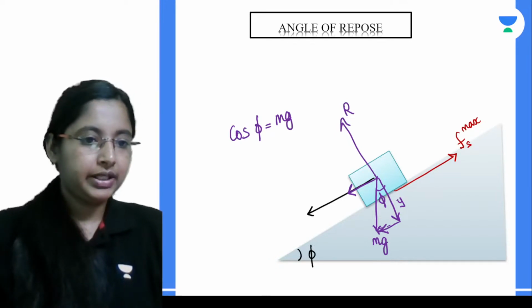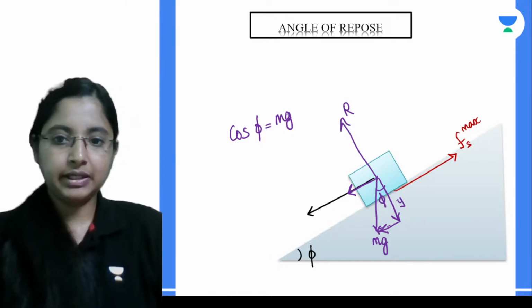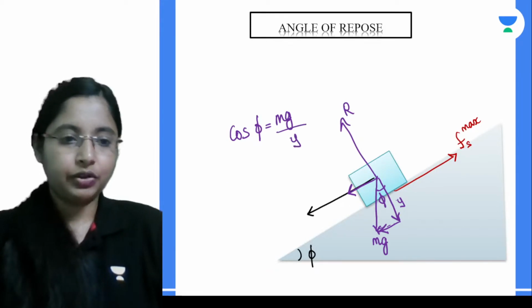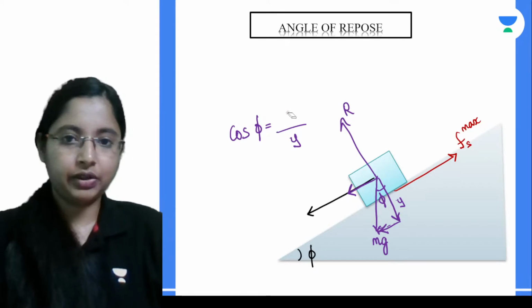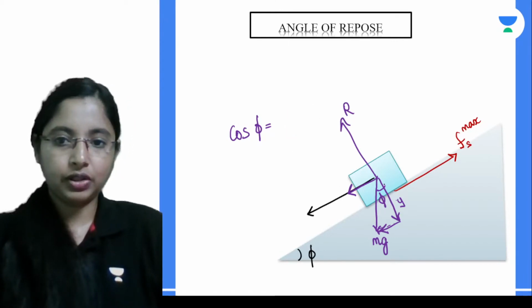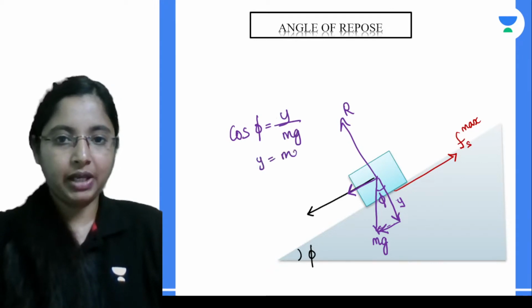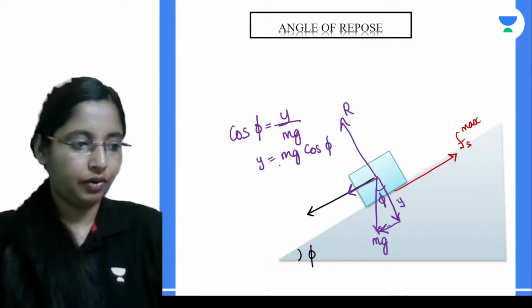So in this case what we end up having is this side over here. Obviously this is phi, so this will be mg, and this side over here would basically be y. So cos theta will be this base over here by the hypotenuse, this is by mg. So this y we are taking will be mg cos phi over here.